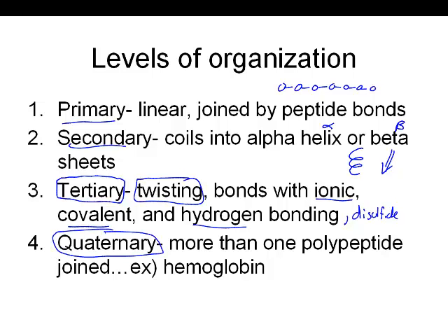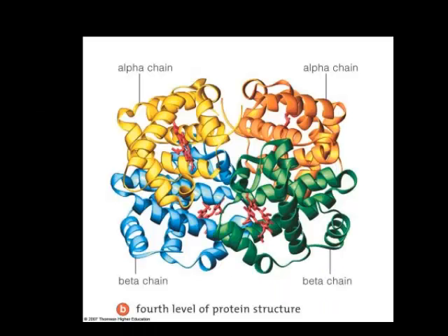Okay, and then the last one, this is more rare. It's a quaternary level of organization. This is where you actually have full functional proteins that link together. So something like hemoglobin actually has 4 polypeptides that are all linked together.